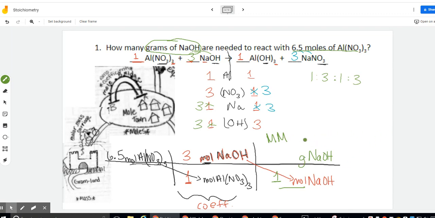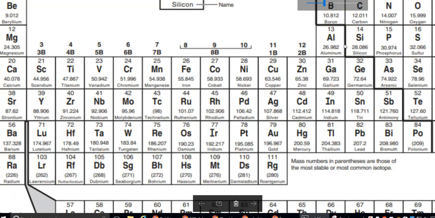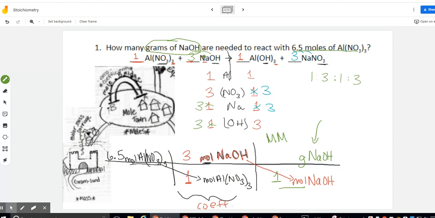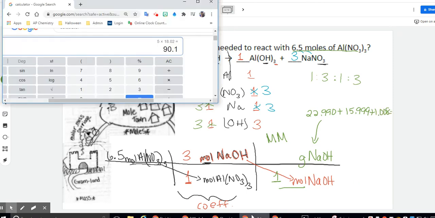Now, we've got to figure out our molar mass of NaOH, so we're going to take care of that real fast. I have here my periodic table. Na is over here. We have 22.990, so I have 22.990 plus oxygen, which is 15.999, and hydrogen, 1.008. We're going to add all those together into the calculator.